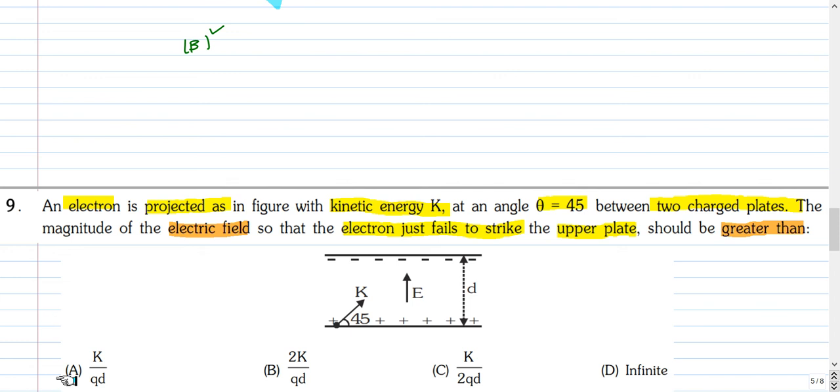This is the next question. An electron is projected as in the figure with kinetic energy K at an angle 45 degrees between two charged plates. The magnitude of the electric field, so that the electron fails to strike the upper plate, should be greater than. 4 options are given. You can pause the video and attempt this question.